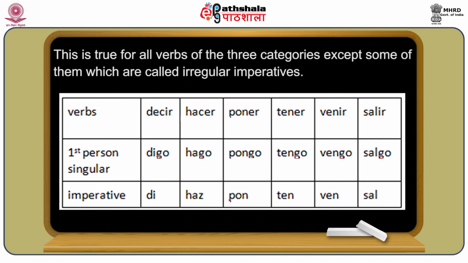So we just remove the go from all these conjugated forms, and it will be the imperative. For example, poner becomes pon, tener becomes ten, venir becomes ven, and salir becomes sal.